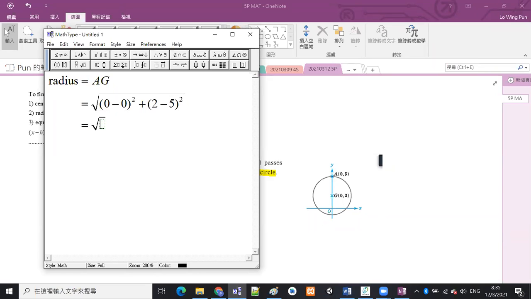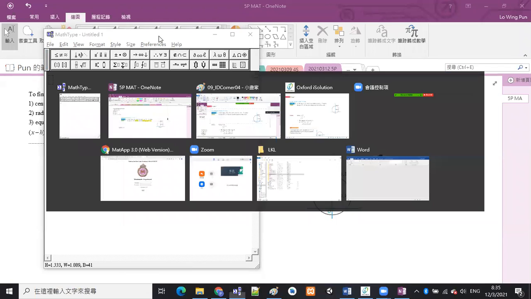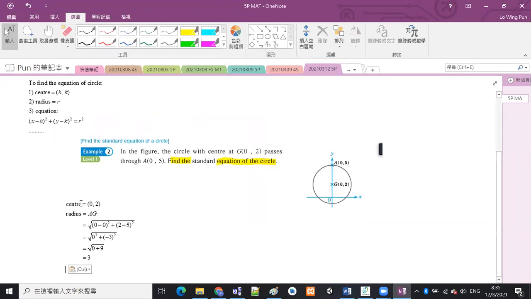Okay, and then it is 0 squared plus (-3) squared. So that should be 0 plus 9. The square root of 9 is 3. So the radius is equal to 3. And now we have the information about the center and the information about the radius.